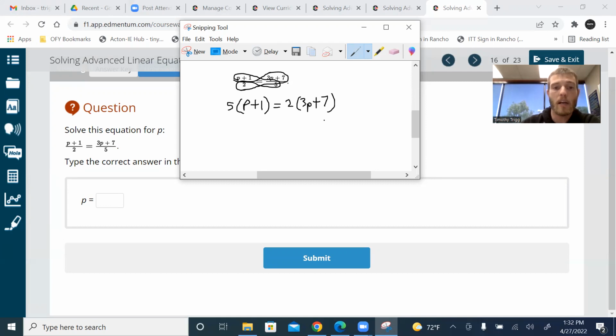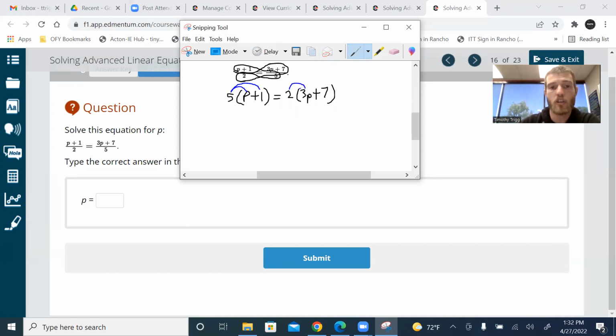Okay. From here, we need to use the distributive property to multiply this 5 into this parentheses. And also we're going to multiply this 2 and distribute it into this parentheses. So 5 times p, we just write as 5p plus 5 times 1, which is 5, equals 2 times 3p is 6p plus we need to multiply 2 times 7, which is 14.